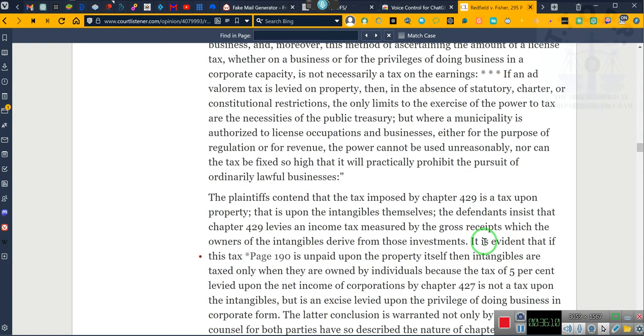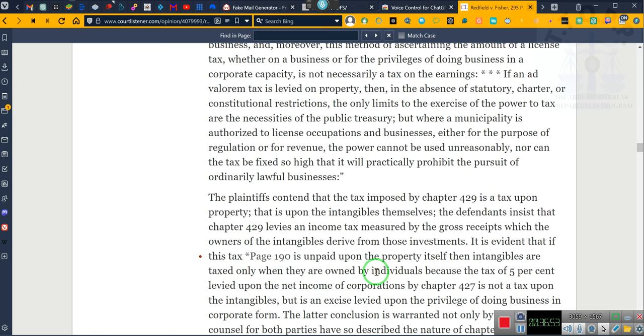Okay, the first thing is to let you guys know that this particular case is interesting in more ways than one. First, this particular case is talking about the plaintiff in this matter was contending that the tax imposed by the government upon his property was that upon his intangibles. And he insisted that this levy on the income tax measure by the gross receipts, which the owner of the intangibles derived from its investment, in any event, they were saying that he couldn't be taxed upon these. And they're saying, well, no, it's not as he was saying, because it wasn't a tax levied against his intangibles, but it was a tax levied, blah, blah, blah.